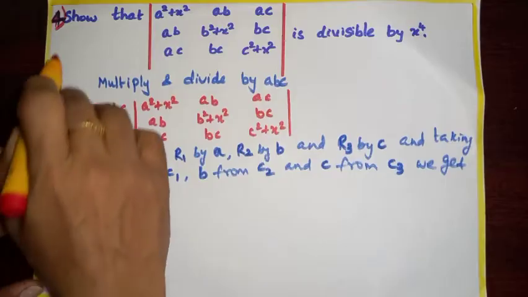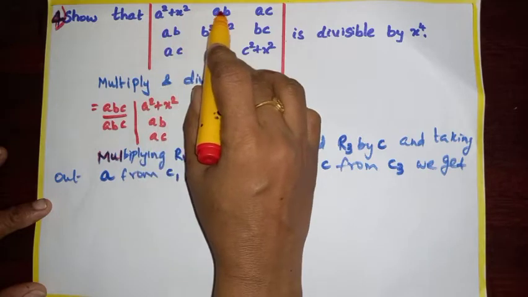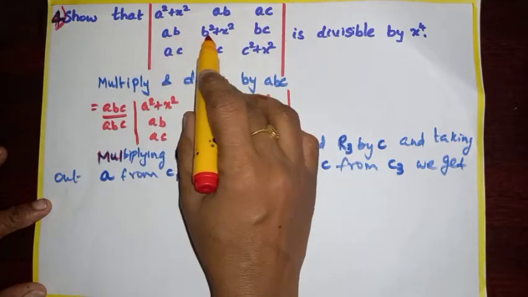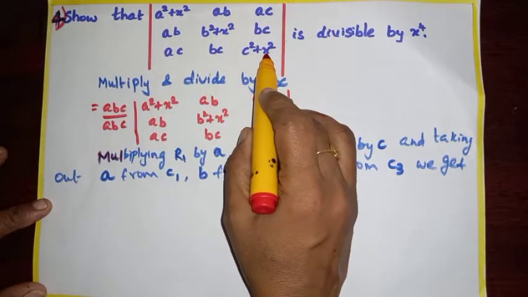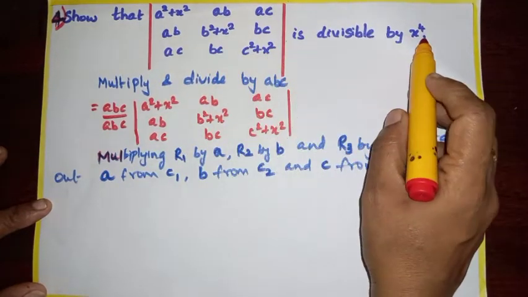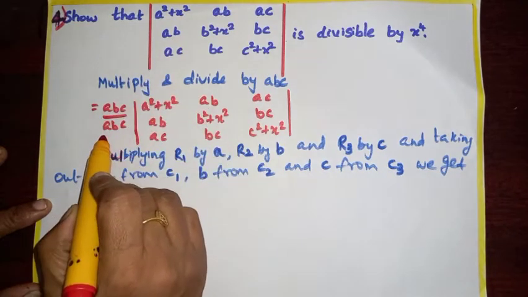Interesting. Question number 4. Show that the determinant with first row a square plus x square, AB, AC; second row AB, b square plus x square, BC; and third row AC, BC, c square plus x square, is divisible by x power 4. Now I am going to multiply and divide by ABC.